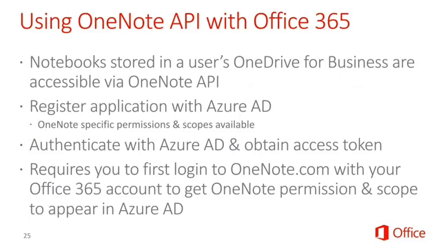Now to use the OneNote API with Office 365, you need to keep in mind that the notebooks are going to be stored in a user's OneDrive for Business. They're all accessible via the OneNote API. You're going to register an application not with the consumer Live services, but instead with Azure AD. OneNote specific permissions and scopes are available within Azure AD. You're going to authenticate with Azure AD and obtain an access token. It's first going to require you to log in to OneNote.com with your Office 365 account in order to get the OneNote permission and scope to appear in your Azure AD tenant.